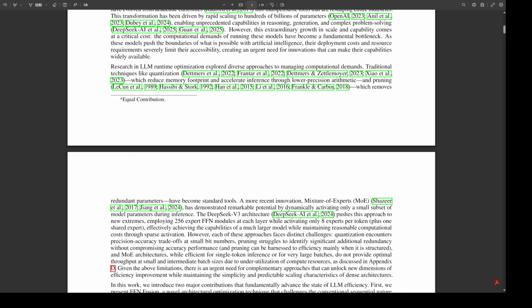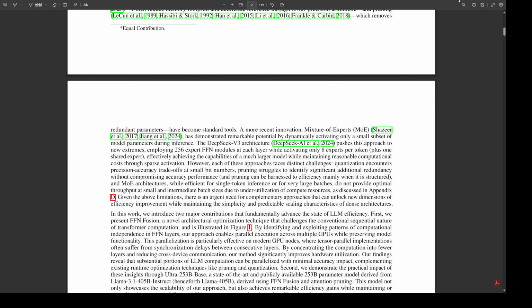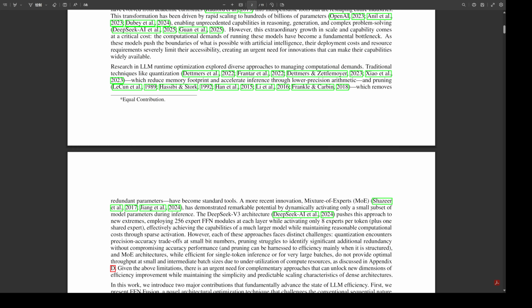Perfect. So our mission here is to really understand this new idea of FFN Fusion and see if it can live up to its promise of basically revolutionizing the way we run these LLMs. It's about going beyond just making these models bigger and bigger, and actually figuring out how to make them more usable in the real world.